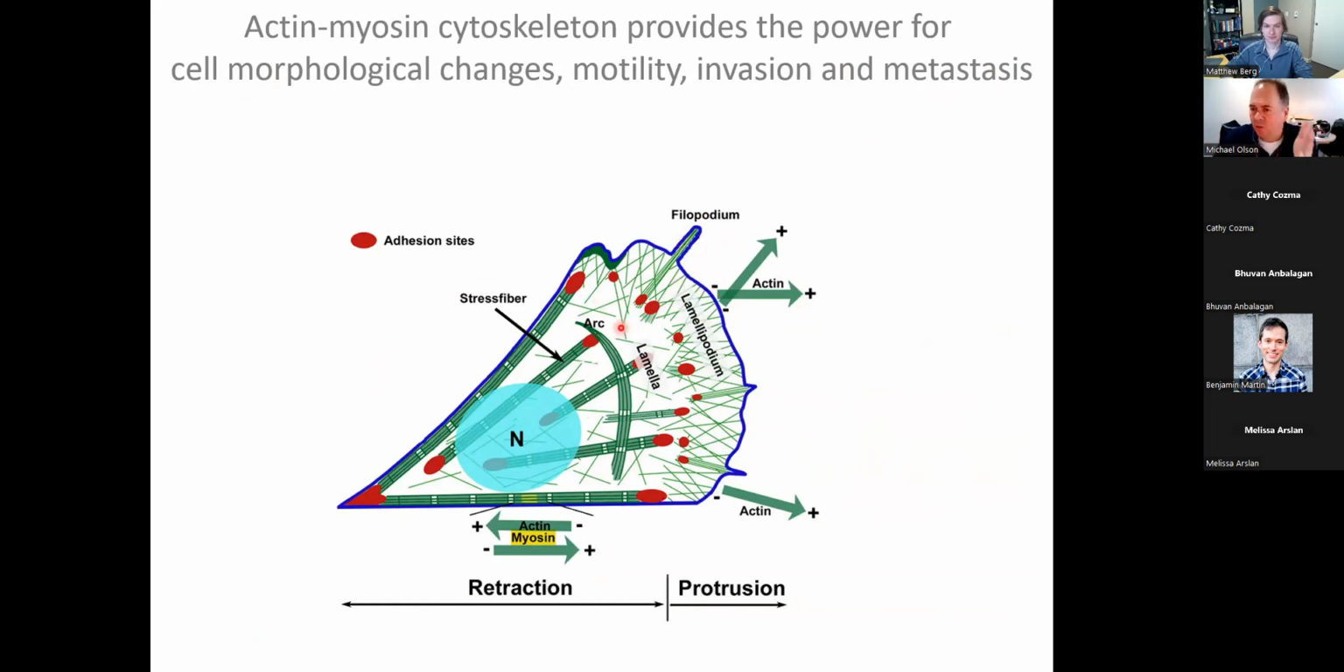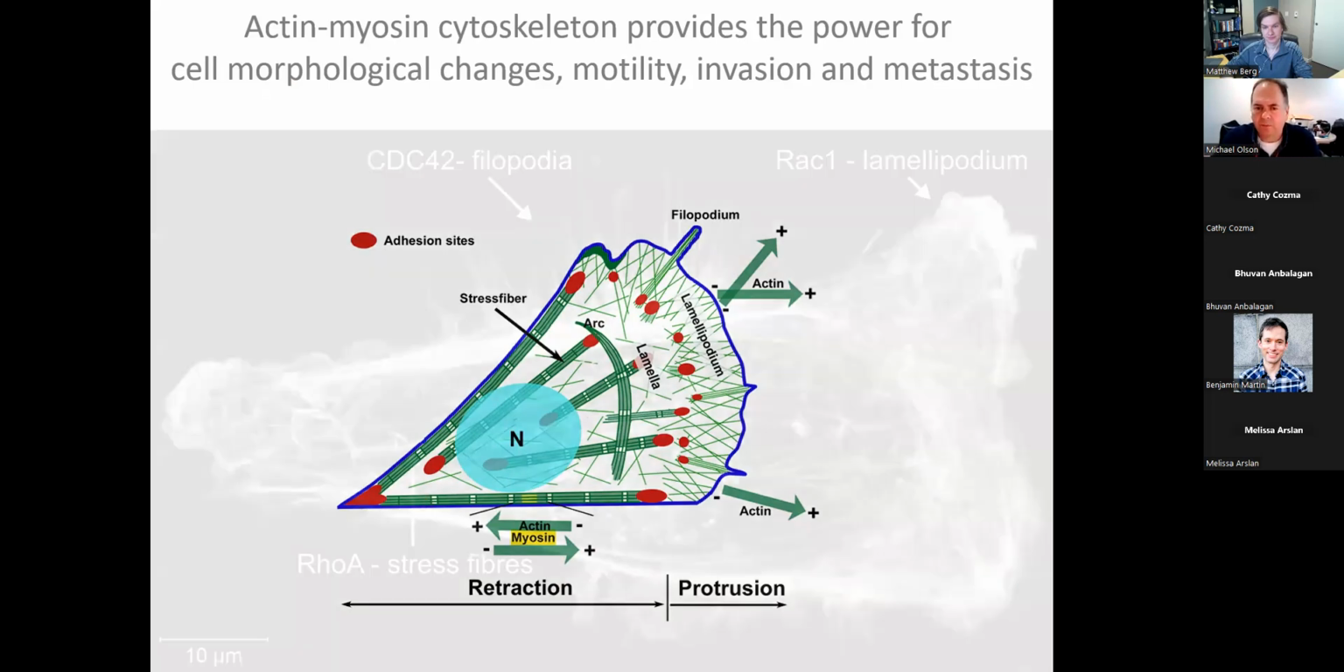So as a cell protrudes in one direction, it also needs to bring up the rear end of the cell through actin-myosin-mediated contractile force generation and the retraction of the lagging end of the cell. So you've got these two forces that help the cells move: the actin polymerization moving it forward, and then actin-myosin contraction bringing back the rear.